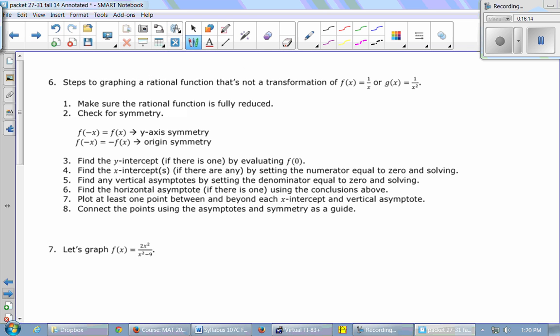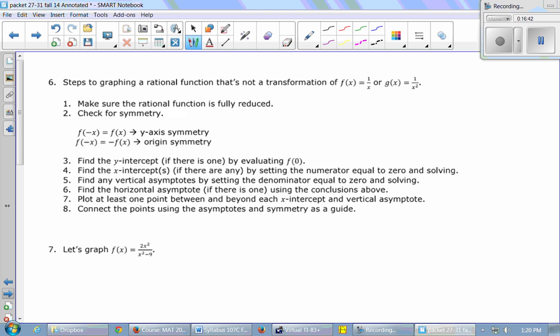All right, so we have 6 steps to graphing a rational function, if it's not a transformation of 1 over x or 1 over x squared. Those you can graph by just shifting the parent functions, stretching, shrinking, whatever. So step 1, make sure it's fully reduced. Step 2, you can check for symmetry. Step 3, find the y-intercept, if there is one. And you always find y-intercepts by plugging in 0.